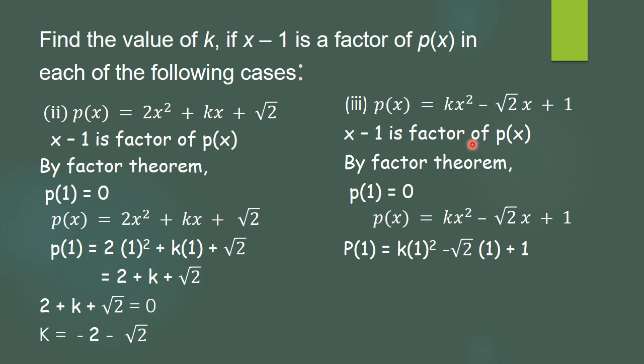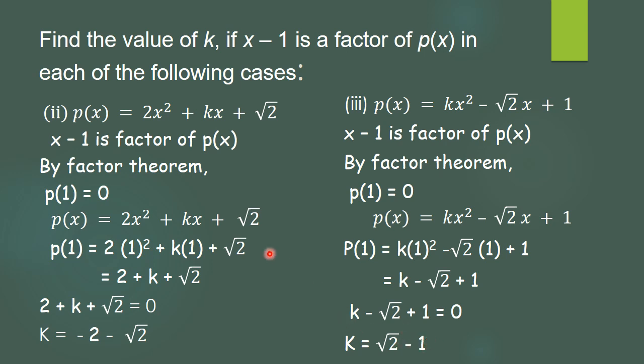So what do we get? 1 square is 1. 1 into k is k. This is minus root 2 plus 1. Now as p of 1 is 0, this value, that is k minus root 2 plus 1, is equal to 0. And from that we get the value of k: this minus root 2 will shift to the other side and become plus root 2, and this is minus 1. So we get the value of k as root 2 minus 1.